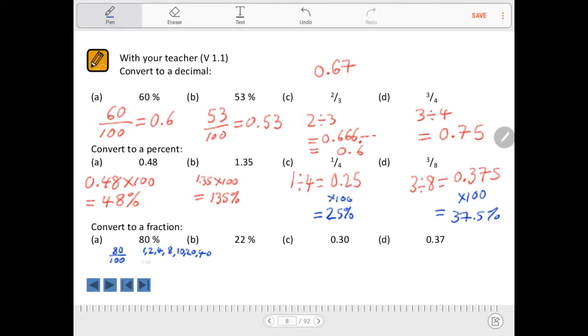Okay, let's do all the ones for 100. 1, 2, 4, 5 goes into 100. Oh, yes, I did miss one for 80. 5 goes into 80 as well, so I better wedge that in up here. 5 goes in. My mistake.